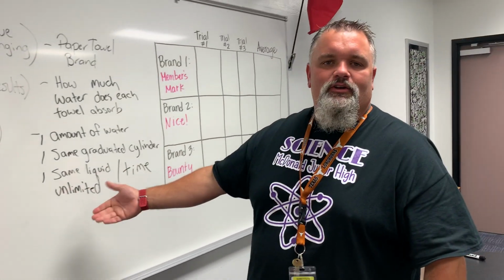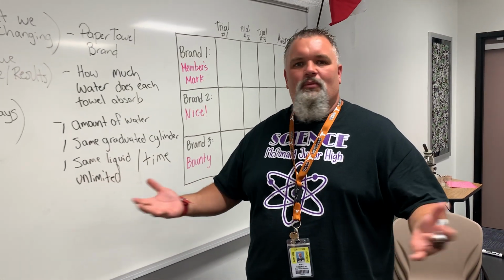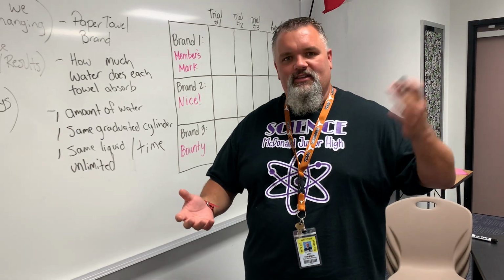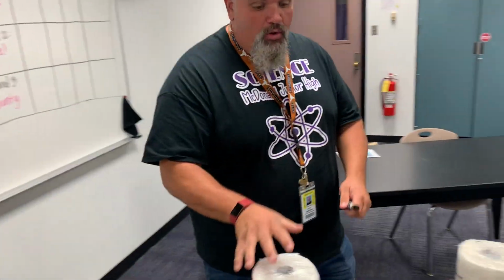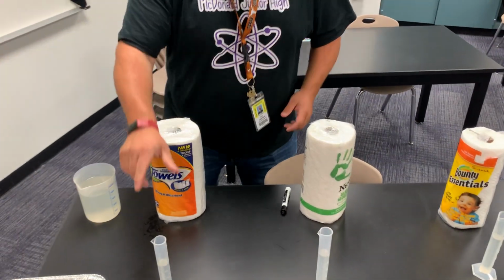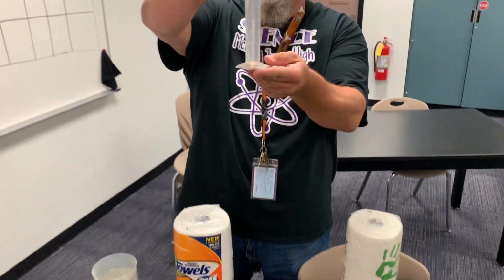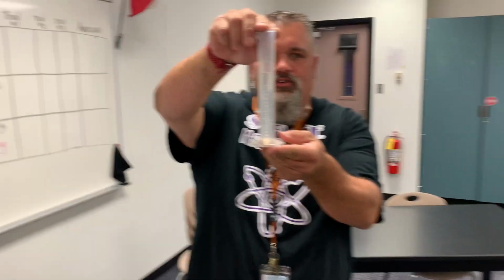And control variables can be unlimited. We can come up with all kinds of stuff, where it's sitting, the temperature of the room, it just goes on and on and on. So we're going to focus on the main, most obvious ones. All right, so to get started on this, let's start with the graduated cylinder. You can see that they're all at 50 milliliters.